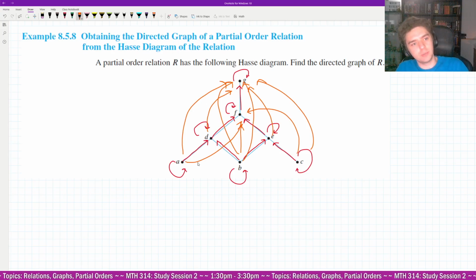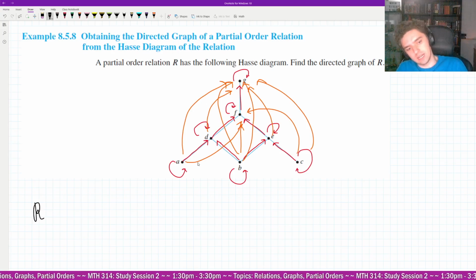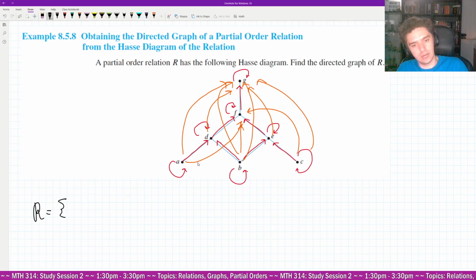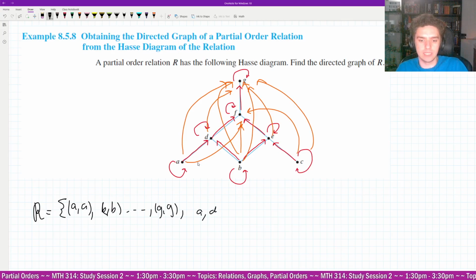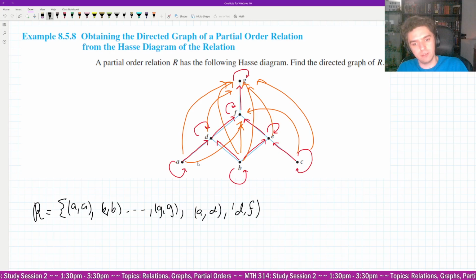Okay, and then to figure out the relation R, which defines this, right? The relation R, well, it's just a bunch of ordered pairs, right? So, A is related to A, then we have B is related to B, right? And so on for all of them, all the way to G is related to G. Then we have A is related to D. D is not related to A though, right? D is related to F. Then F's related to G.